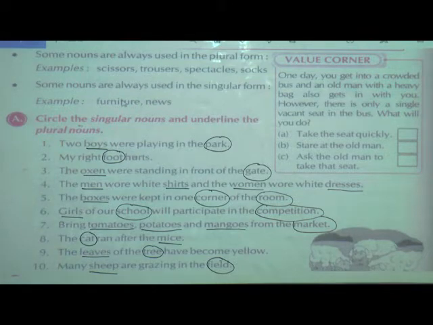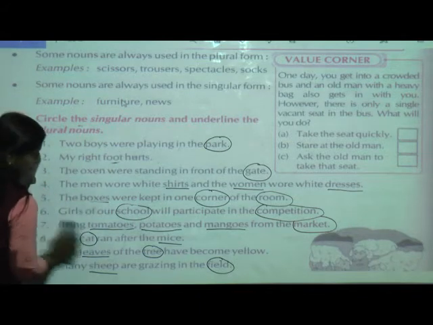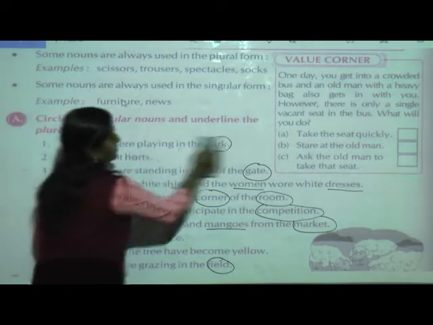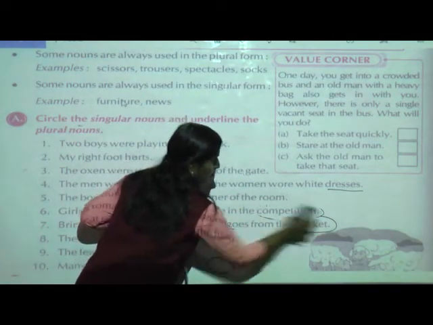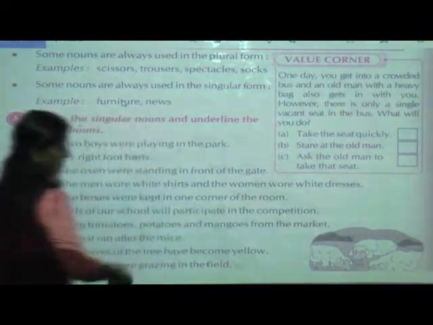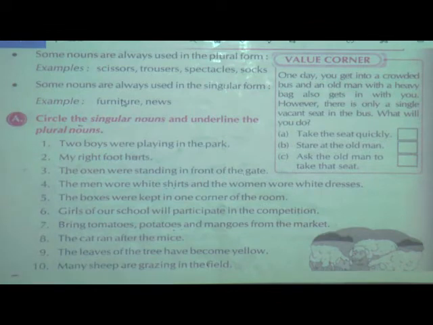So understood students about A, what we have done? Yes, we have circled the singular nouns and underlined the plural nouns. Now we will move on to B exercise. Read the instruction they have given you. So ready students with exercise B? What is given over here? Only you have to select the correct form of nouns and you have to just put it in the blanks.